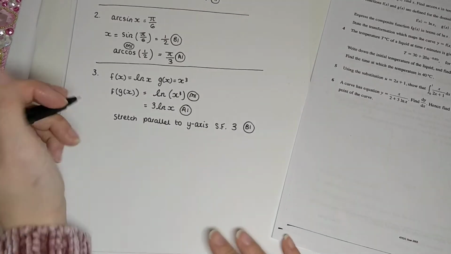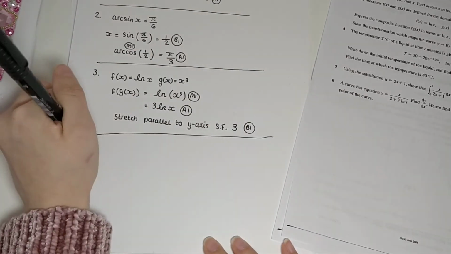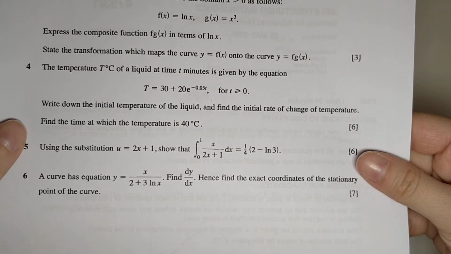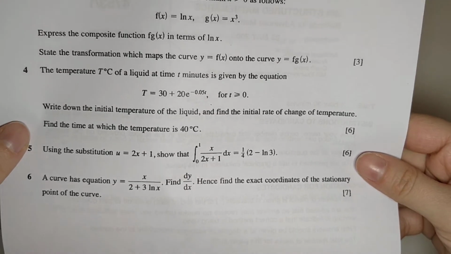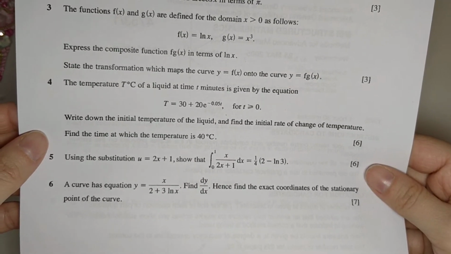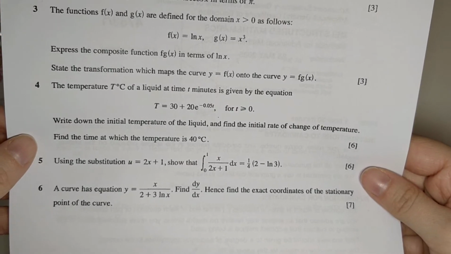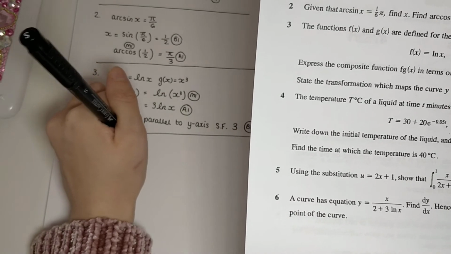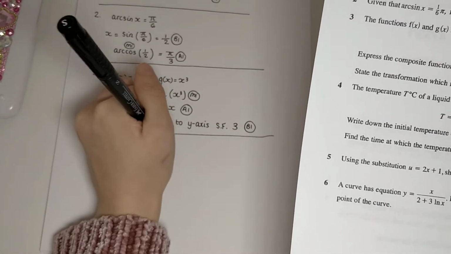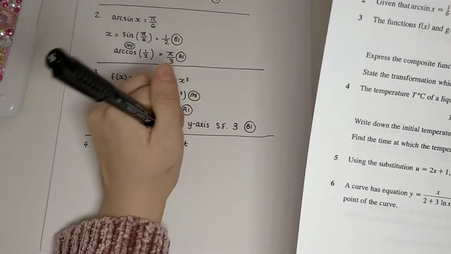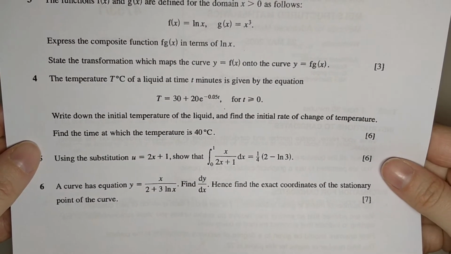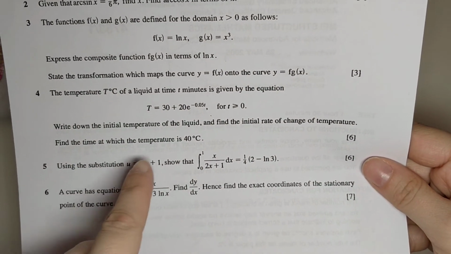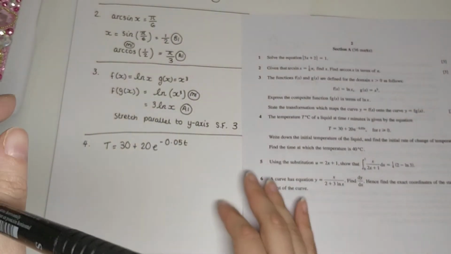Okay, question 4. The temperature, T degrees Celsius, of a liquid at time t minutes is given by the equation T equals 30 plus 20 e to the minus 0.05t, for t greater than or equal to 0. Let me jot that equation down. Write down the initial temperature of the liquid and find the initial rate of change of temperature. Find the time at which the temperature is 40 degrees C. So we've got 3 questions there.